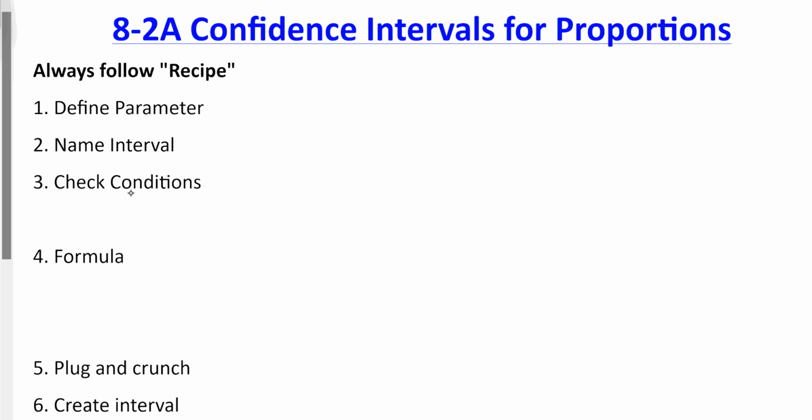Welcome back. We're going to continue in chapter 8 here. We're going to actually get into creating confidence intervals today. Last time we talked about the basic idea of them, and now we're going to get into actually creating them. So I left off last video with the recipe.